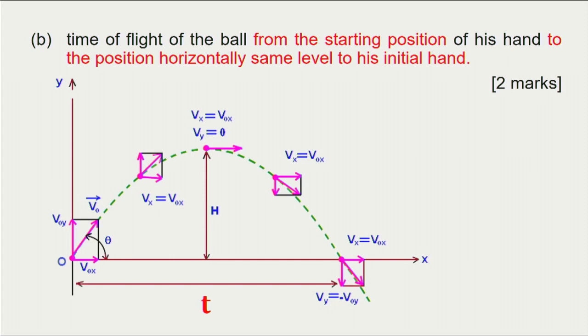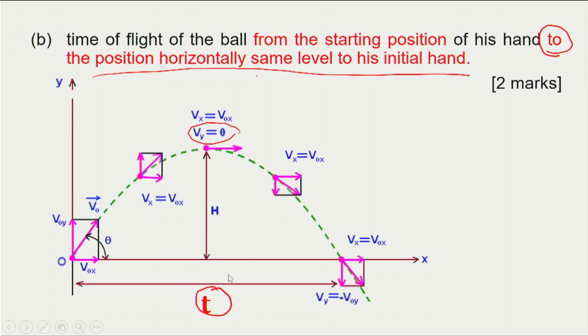Question B. Time of flight of the ball from the starting position of his hand to the position horizontally at the same level as his initial hand. So what should we do after this? Look at this part. So this is Vy, Vy equals 0 at the maximum height. This is the time taken that we need to find out.